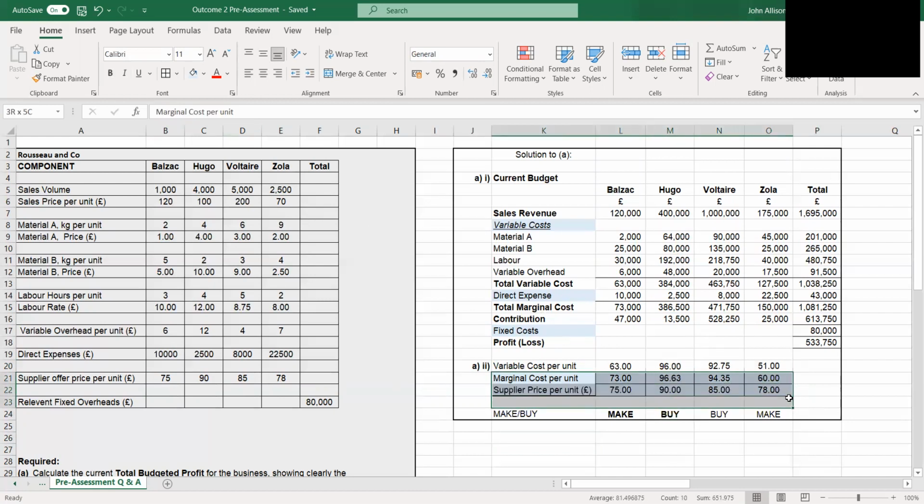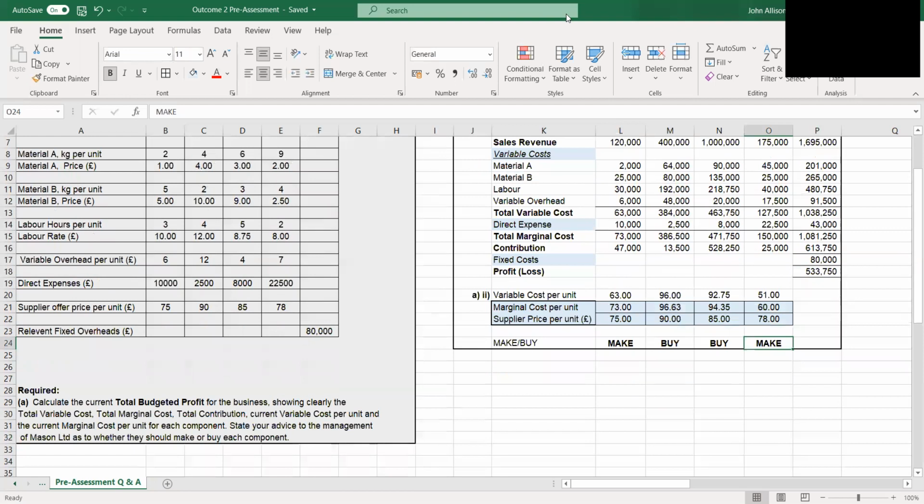Just going this way all along for Voltaire and Zola, and we'll end up with the decisions: make Balzac, buy in Hugo, buy in Voltaire, and make Zola. So that's pretty much us answered the first part of the question then. We've got the total profit, and we've made the make or buy decisions for the company there.